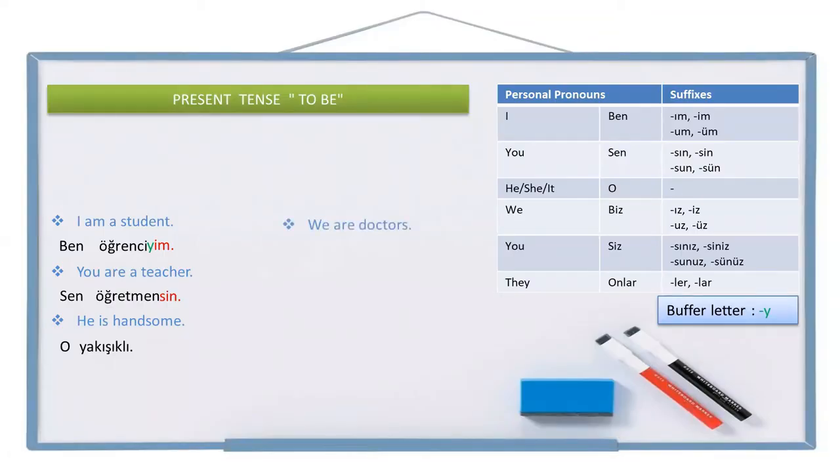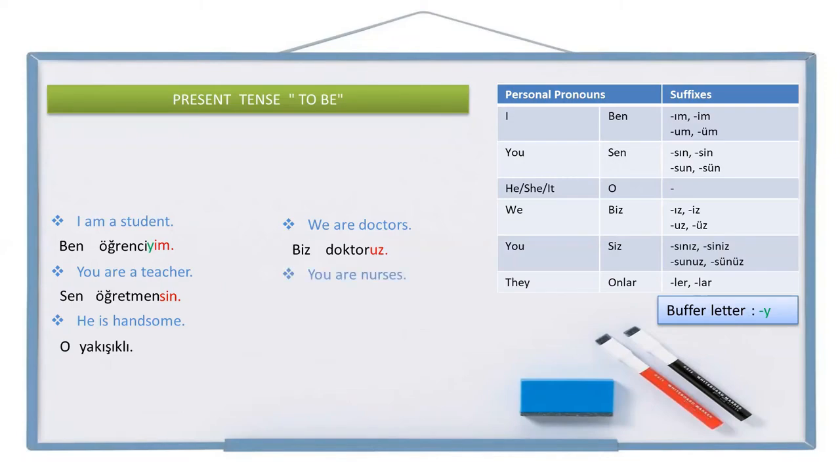We are doctors. Okay, in Turkish, there is a difference here too. We don't say we are doctors, we say we are doctor. This plural form we are not using in Turkish. We just take it in the singular form. So the sentence is going to be with the personal pronoun we, biz. Instead of doctors, we are going to say doctor, which is doktor, and to the end, personal pronoun suffix, uz. Biz doktoruz. We are doctors. Be careful, you are going to use singular form of the noun.